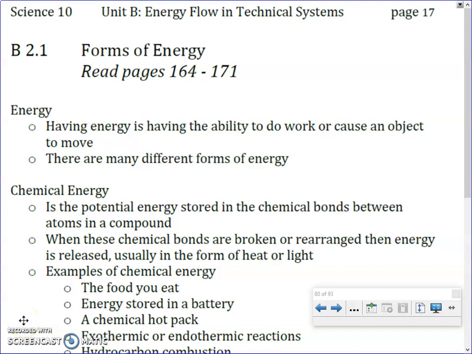Morning Science 10, Mr. Thompson here. We're looking at B2.1, forms of energy.